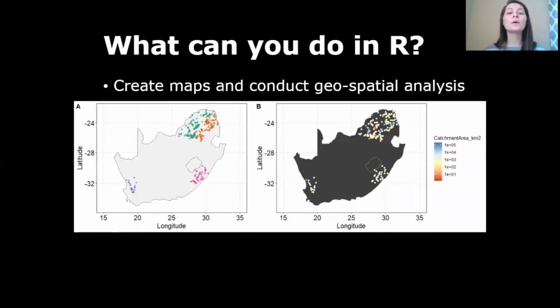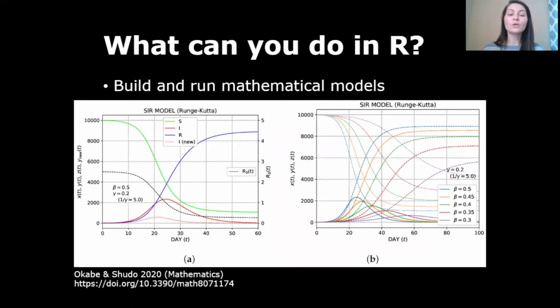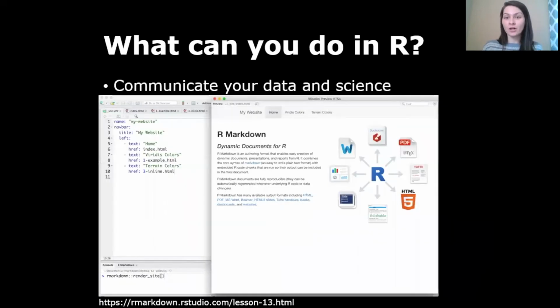You can do a lot of cool spatial work in R, such as creating maps. Again, these are data and maps that we're going to be creating this week. And you can do a lot of geospatial analysis as well. You can do a huge range of both building and running mathematical models, such as these SIR models that are related to epidemiology. I do a lot of work with lakes, for example, and I run a lot of lake ecosystem models in R as well. I've been fortunate enough even to build a package in R with this.